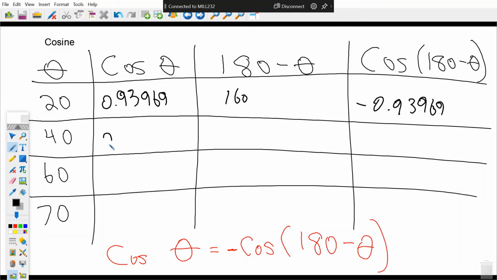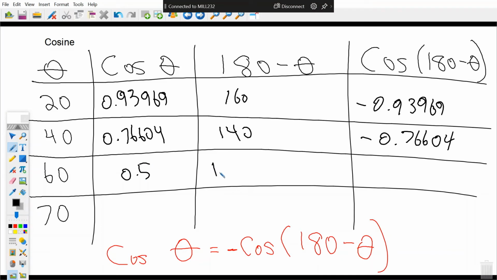Cos of 40 is 0.76604. 180 minus 40 is 140. And the cos of 140 is negative 0.76604. And that would continue all the way down if we were to fill out the rest of this table.